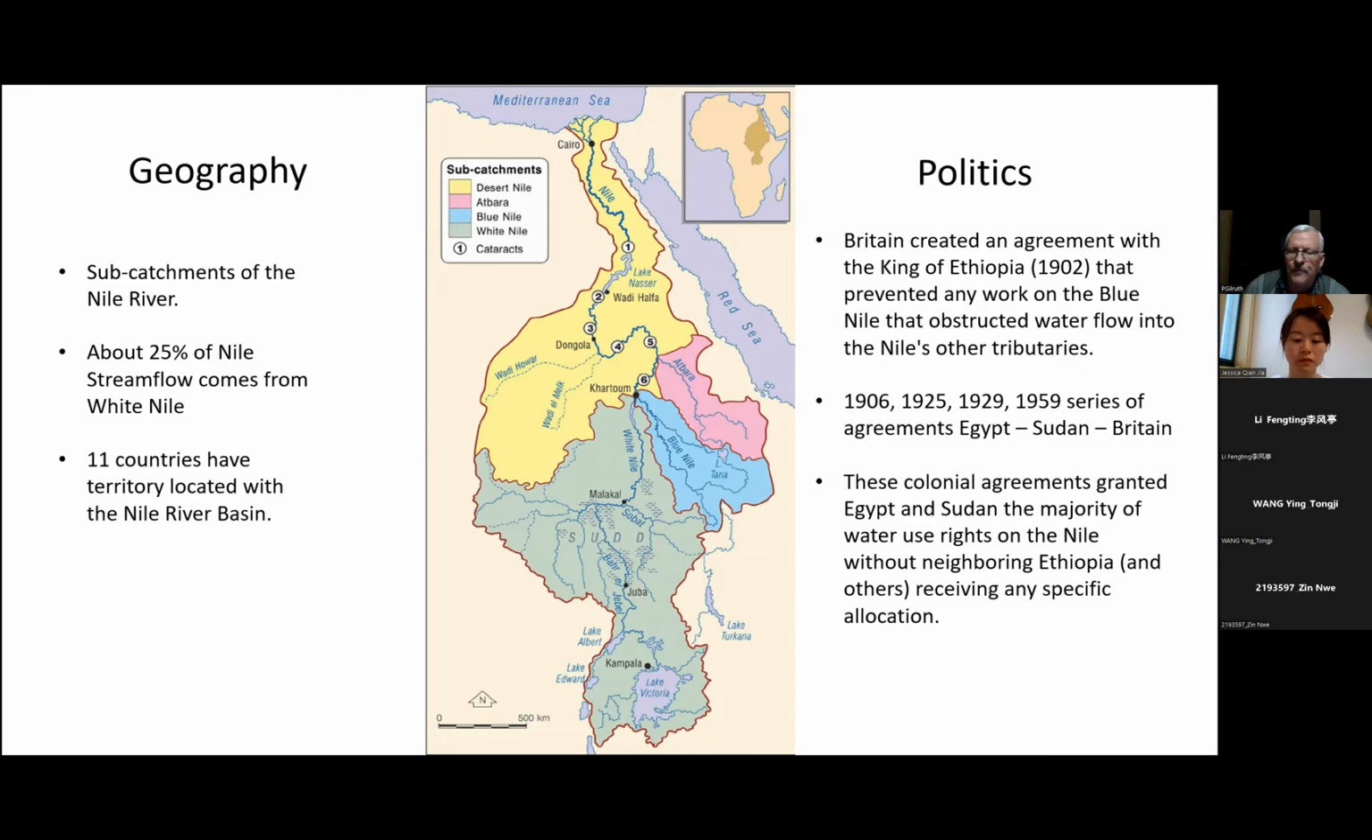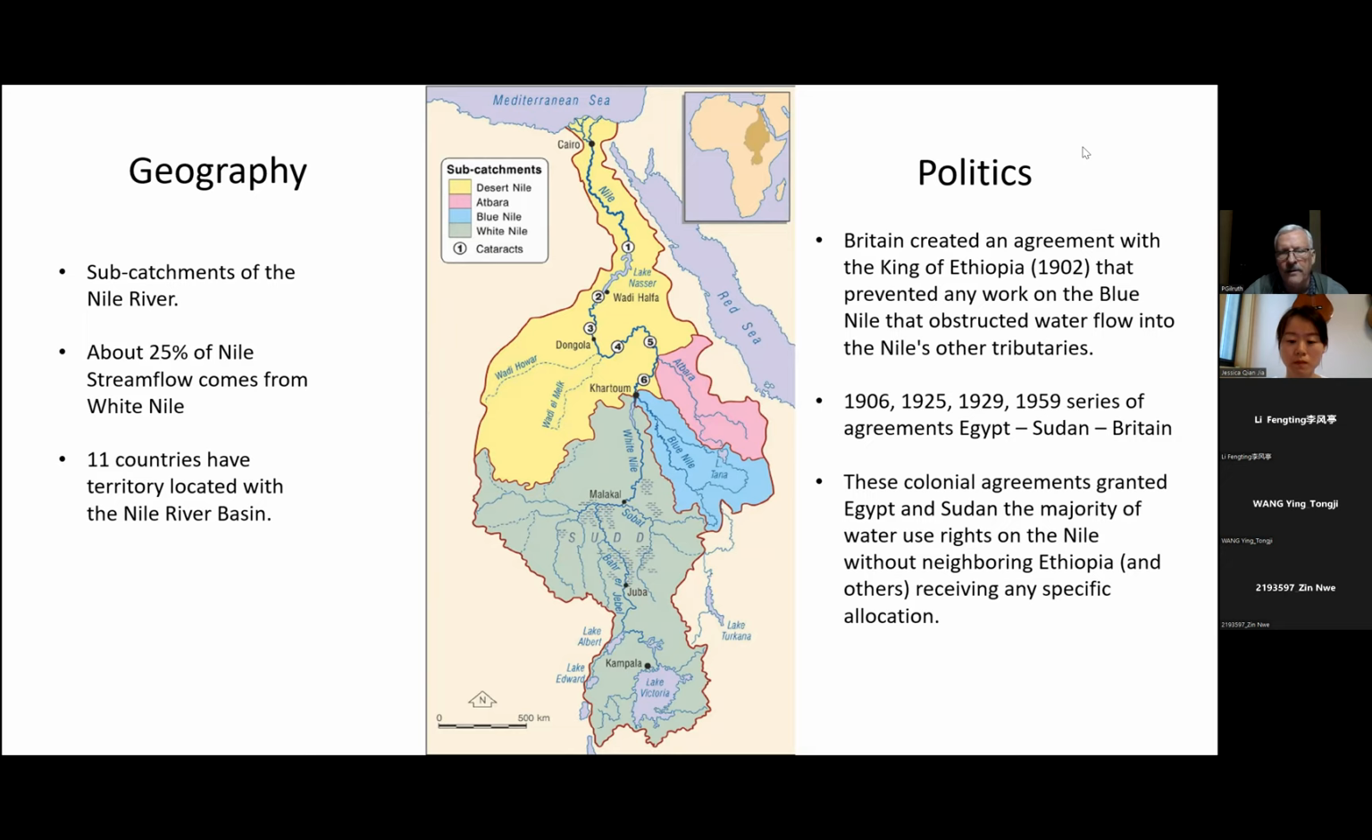In terms of the politics of the region, Great Britain, when they were the colonial power, had already understood the importance of the water flow of the Nile. Back in 1902, they were able to negotiate with the king of Ethiopia to prevent any work on the Blue Nile that obstructed water flow into the Nile's other tributaries.